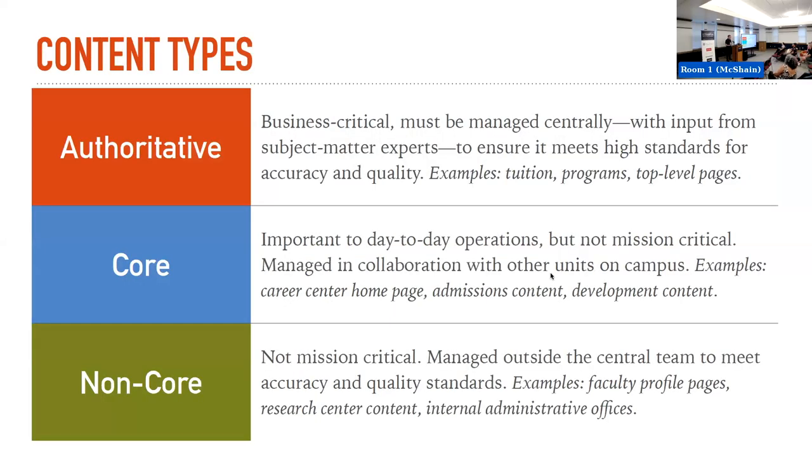And here's one solution that can help with that, right? This is having a different set of content levels, content types, right? We want every page on the site to be perfect, but this is a way of saying every page on the site doesn't have to be quite as perfect as the other ones, right? So one way to handle this is to have authoritative content. This is a handful of pages, not that many, that are business critical, right? This is your tuition page. This is your list of programs. This is your top level pages. They need to be accurate.